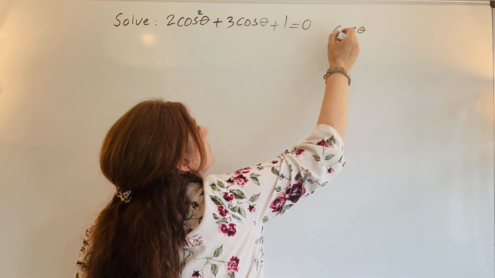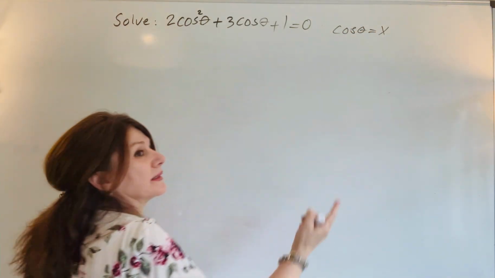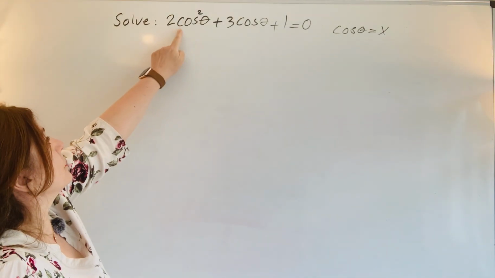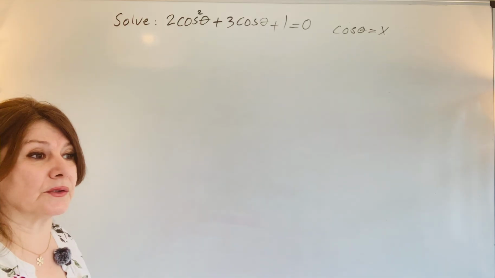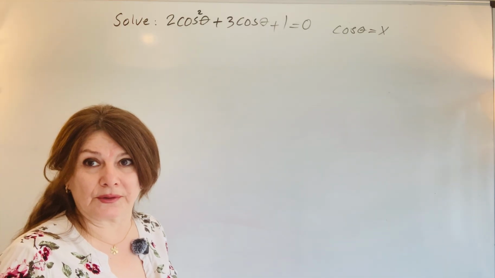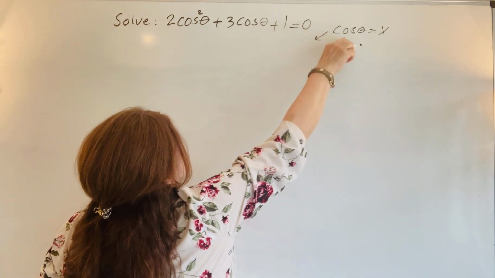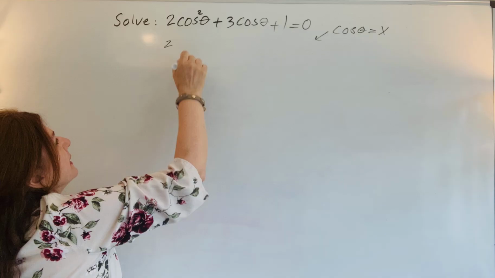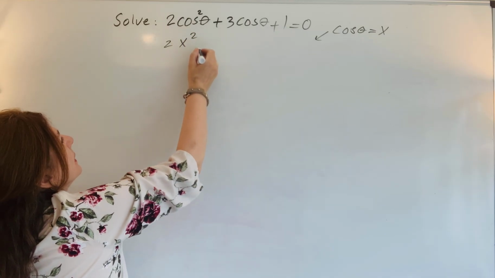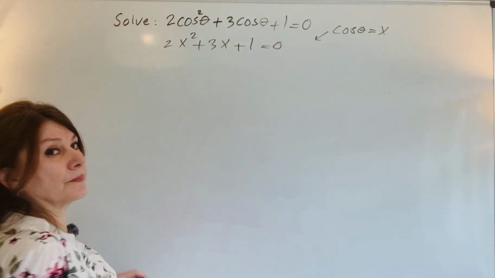Cosine theta can be a variable. Suppose that cosine theta is x. Then we get 2x squared plus 3x plus 1 equals 0. This is a quadratic equation, and we can solve it. We replace 2 cosine squared of theta with 2x squared, so 2x squared plus 3x plus 1 equals 0.